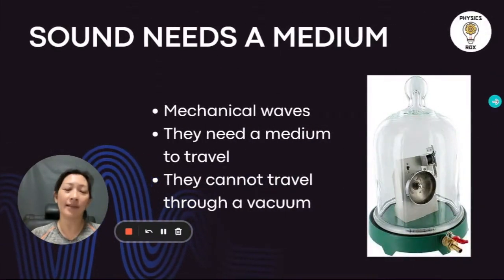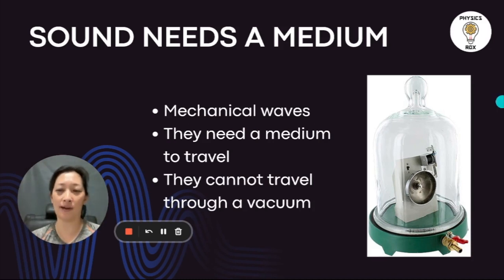Another thing you need to know about sound. Sound needs a medium to travel. So waves that need a medium to travel are known as mechanical waves. This means they cannot travel through a vacuum. You should have had this opportunity to observe this in your school lab. If you have the bell jar experiment, well, not you, the school lab should have it.